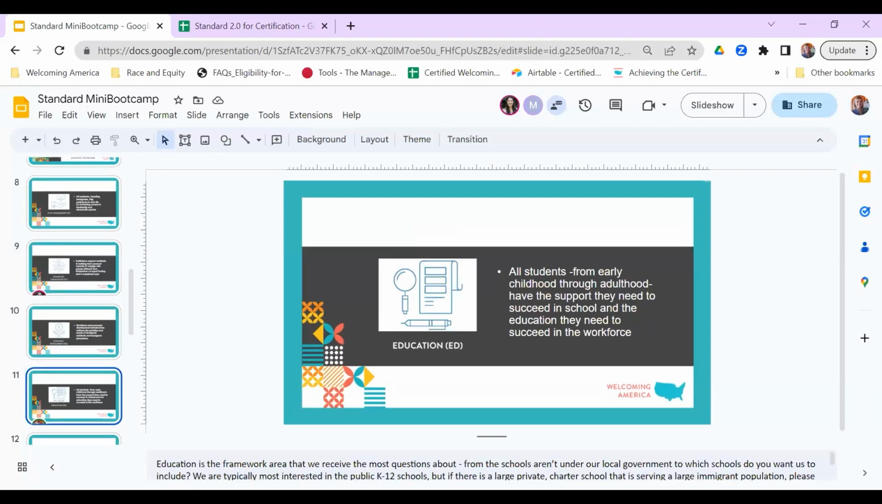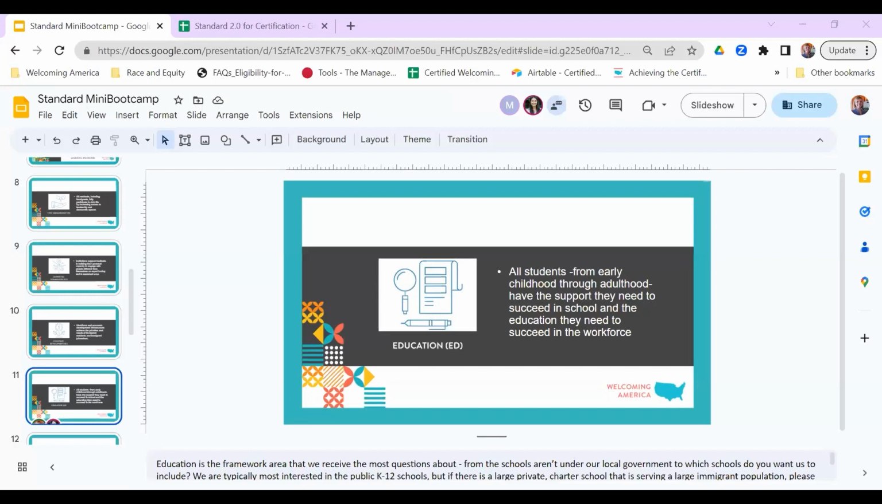Okay, so here we have our goal that all students from early childhood through adulthood have the support they need to succeed in school and the education they need to succeed in the workforce. So this is a framework area that looks at K through 12. Actually, early childhood education and care is also included all the way up through adulthood. So it's the whole spectrum, cradle to grave, basically, of education.